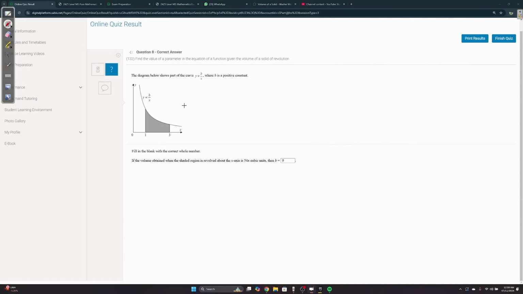Diagram below shows parts of the curve y equals b over x, where b is a positive constant. If the volume obtained when the shaded region is revolved around the x-axis is 54 pi cubic units, then b equals what? Okay, this looks easy. So they want you to find b. So the volume is equal to 54 pi. So integral a to b of pi f of x squared is equal to 54 pi. Let's cancel pi with pi and start substituting.